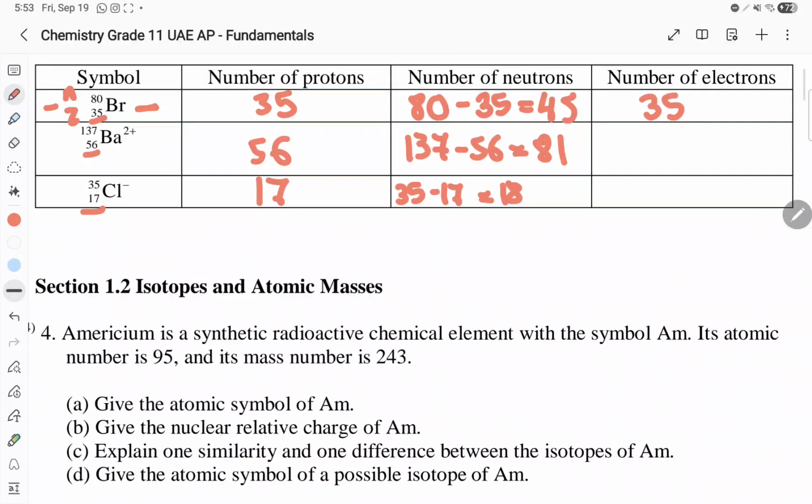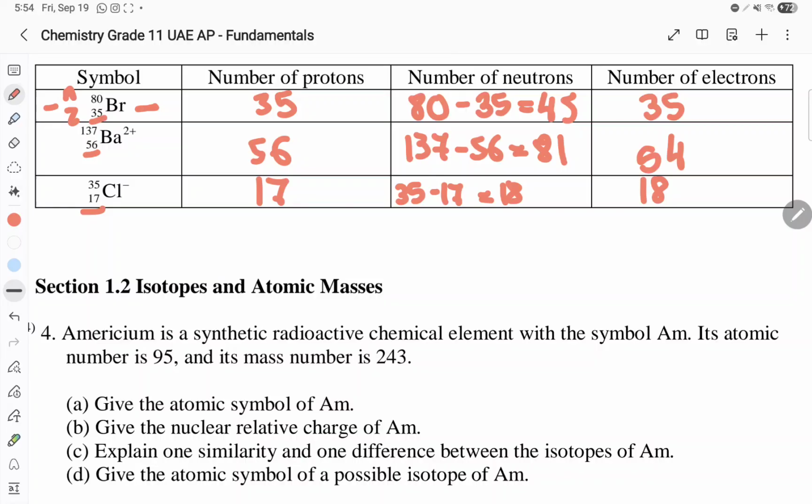Now the number of electrons in Ba2+ is 56 minus 2. Because remember what I said? Since Ba has lost 2 electrons, you need to subtract. Now Cl is Cl minus, so it has gained an electron, so it is 17 plus 1, 18.